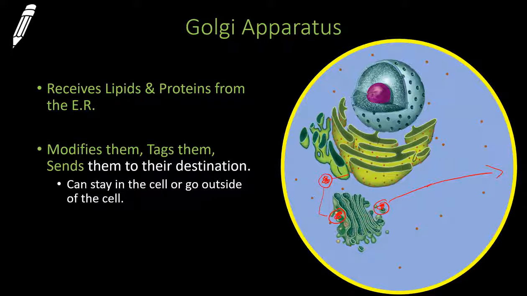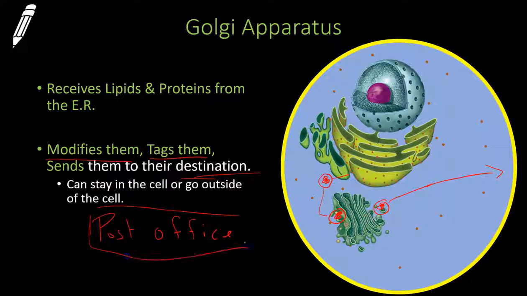What I want you guys to know is the Golgi apparatus modifies the proteins and lipids, gives them a tag, and then finally sends them to their destination, okay? An easy way to remember what the Golgi apparatus is, think of it as the post office. Go ahead and add that into your notes and highlight that. The Golgi apparatus is the post office. It sorts the different packages, puts a tag on them, and sends them out.